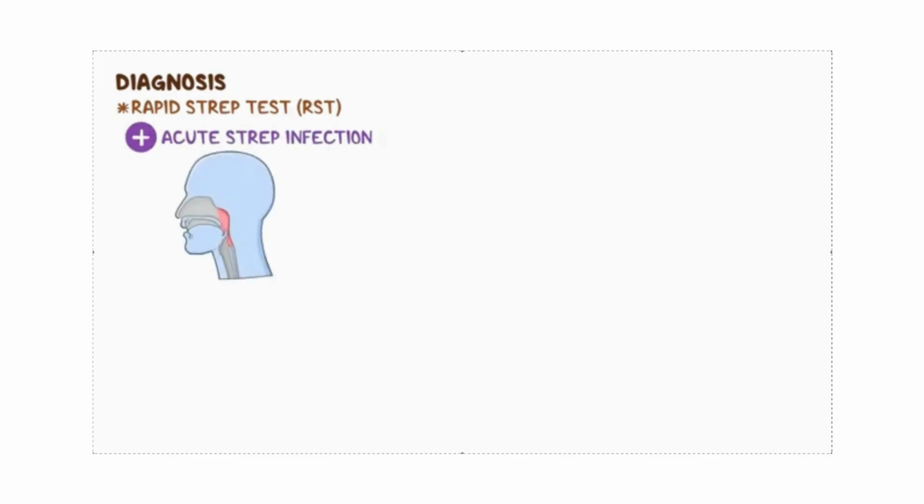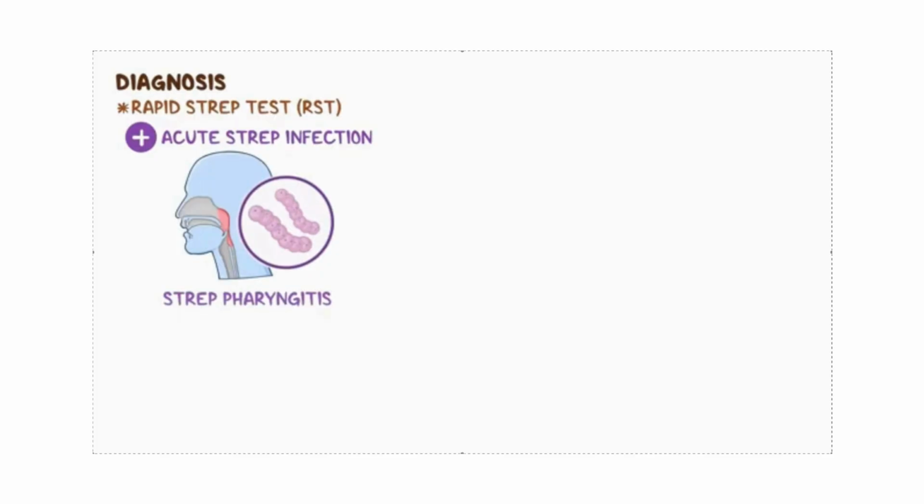Diagnosis of strep pharyngitis can be done with a rapid strep test, or RST, which looks for bacterial antigens on a throat swab. So when an RST is positive, that usually means that there is an acute strep infection. A caveat to this is that some people's pharynx is colonized by strep bacteria, and so a positive test should only lead to a diagnosis of strep pharyngitis if the clinical picture matches.